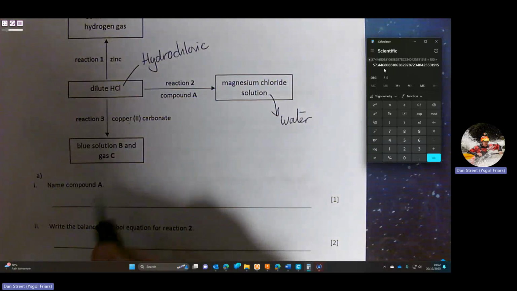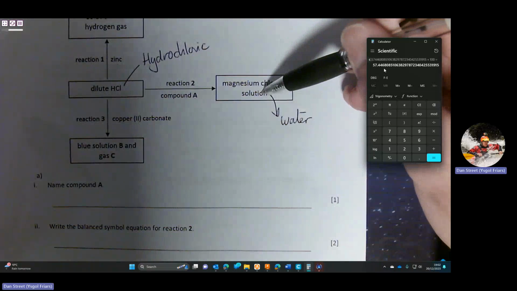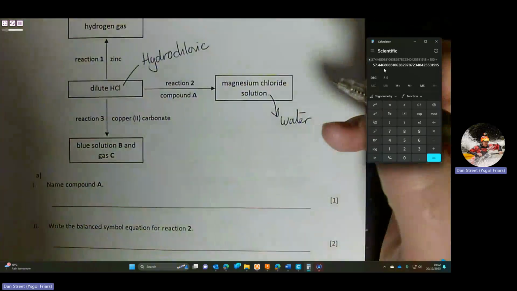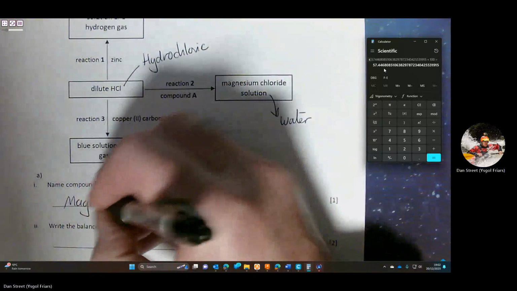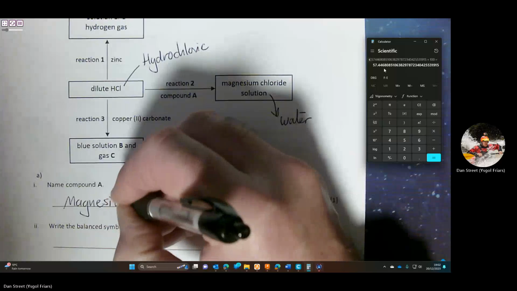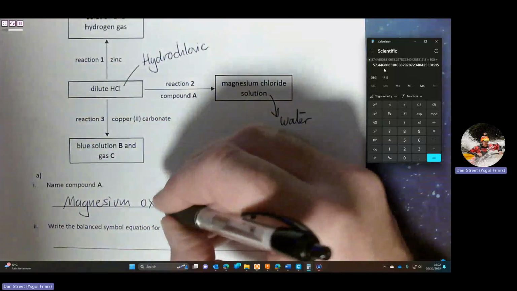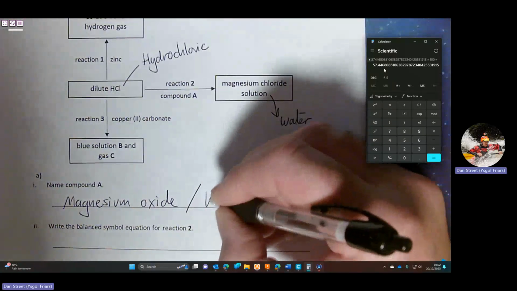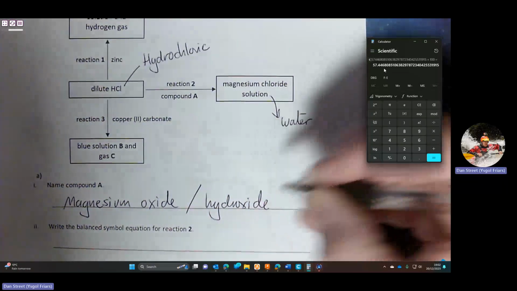Name compound A. So compound A produces magnesium chloride solution and water. The ideal answer to that would be magnesium hydroxide, or actually magnesium oxide. Magnesium oxide would work, but so would magnesium hydroxide. Either of those two would give that result.